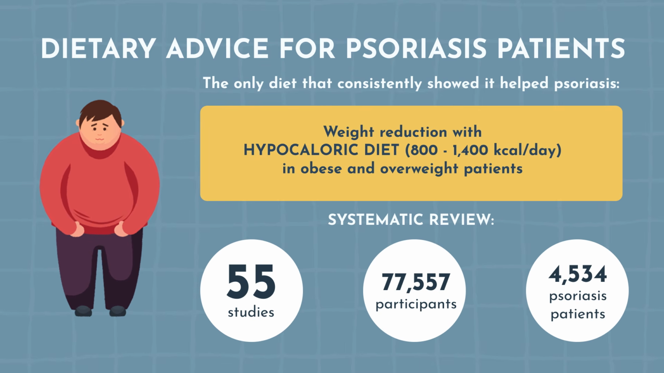And the only diet that consistently showed it helped psoriasis was recommending weight reduction with a hypocaloric diet of 800 to 1400 calories a day in obese and overweight patients. That is not helpful at all to me because, I think we know now, we have a lot more information that there are metabolic things going on. This is not just someone being lazy and, if they only hunker down, they can lose weight.